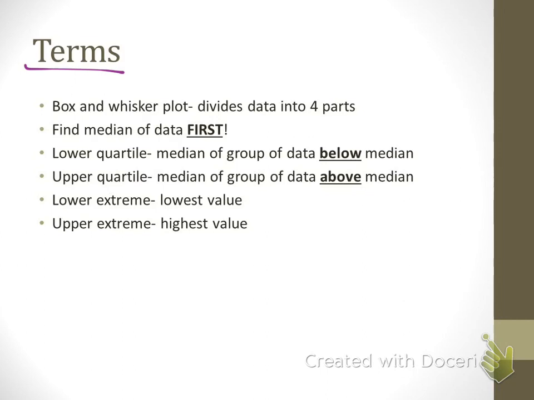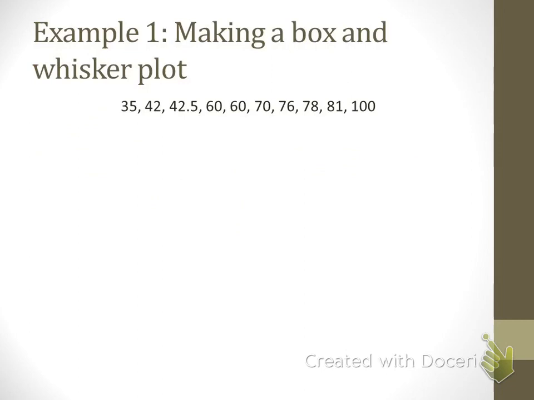Okay, so let's see what this actually looks like. All right, in example one, I have this set of data, and look, I already put it in order for you, least to greatest, so go ahead and write these numbers down. All right, so now let's find the median, okay? Now, I don't want you to cross out the numbers, just make little tick marks. Oh, and what did I do? I crossed out the numbers. Yes. All right, so we're just going to make little tick marks above the numbers, okay?